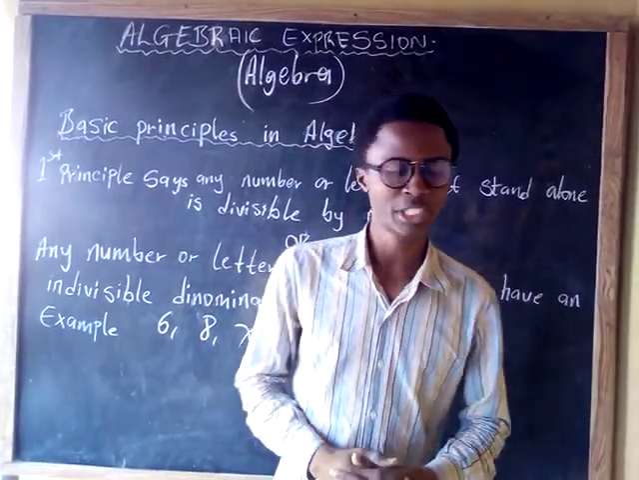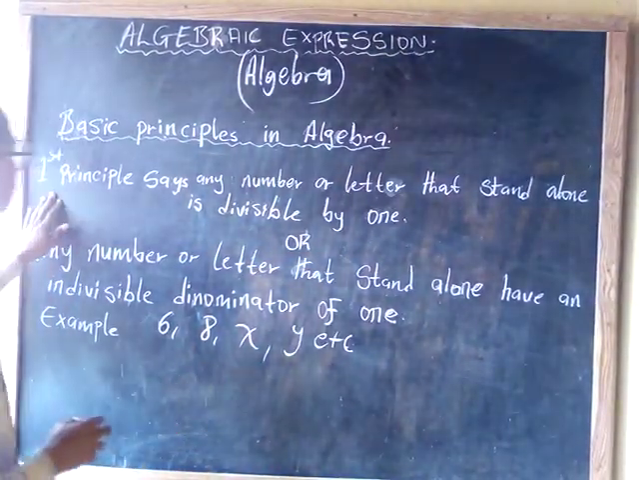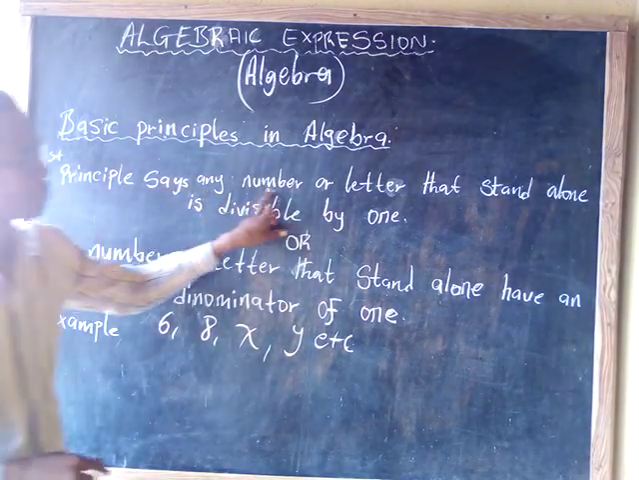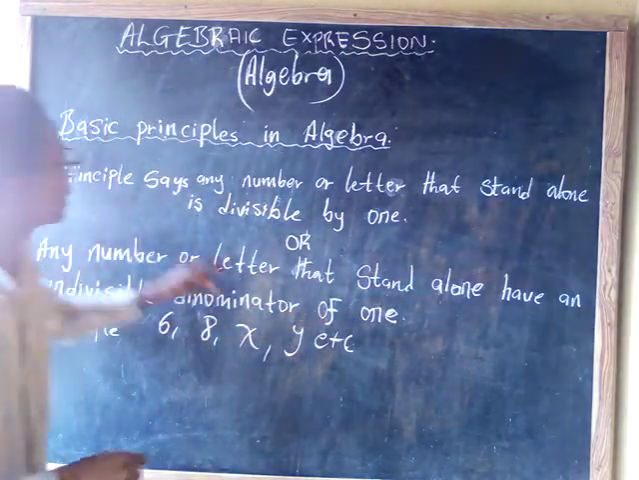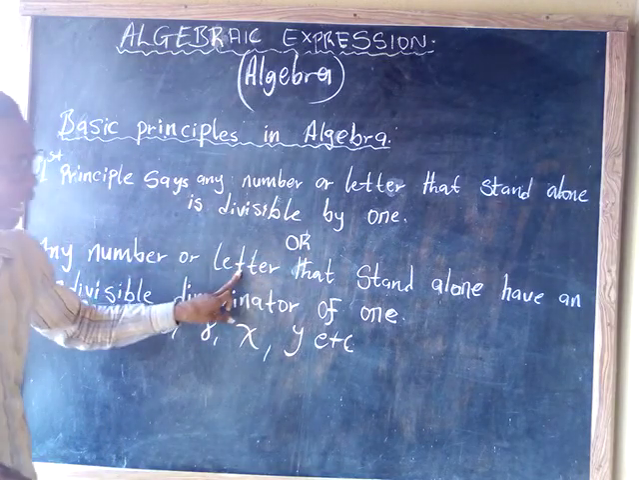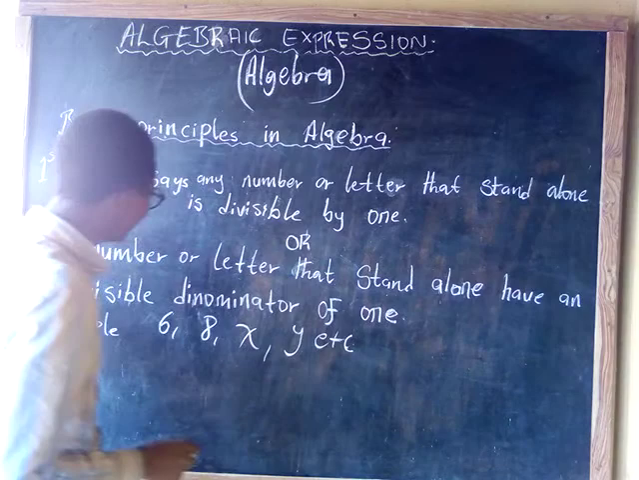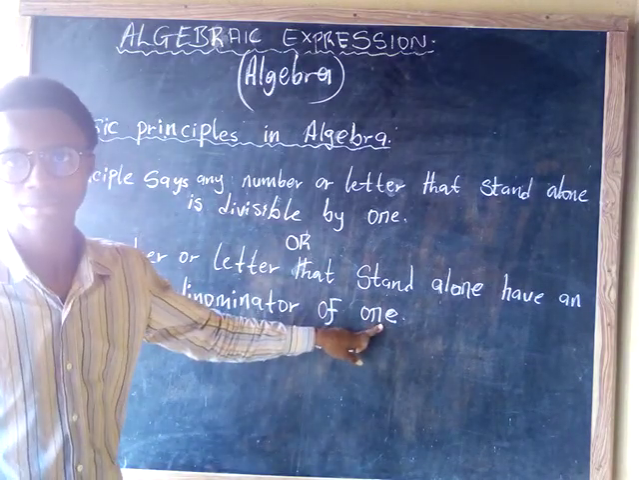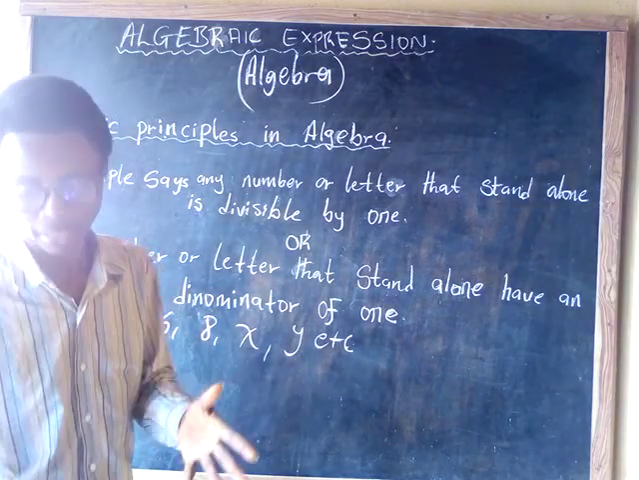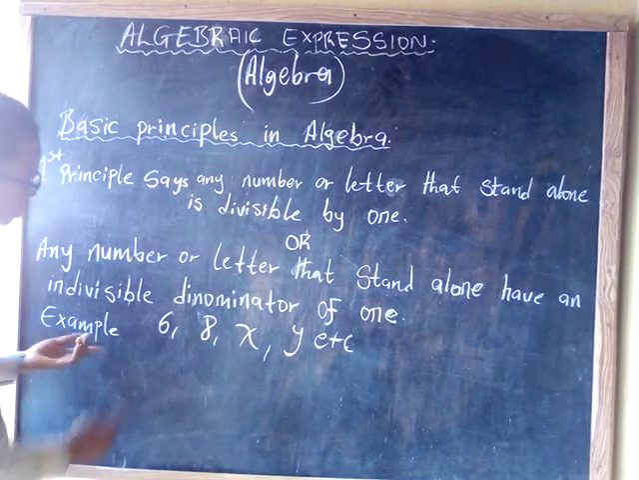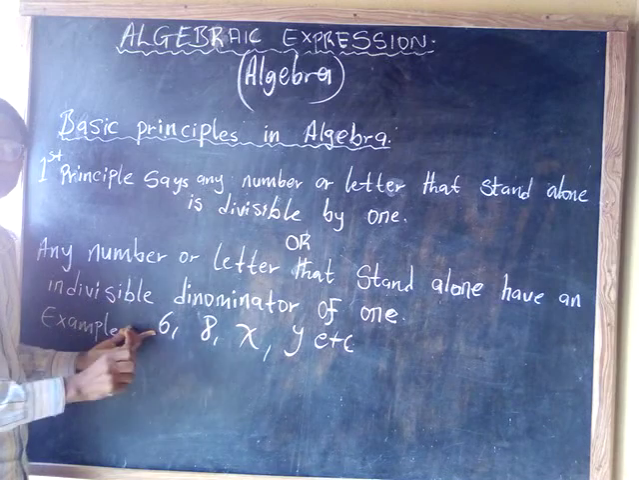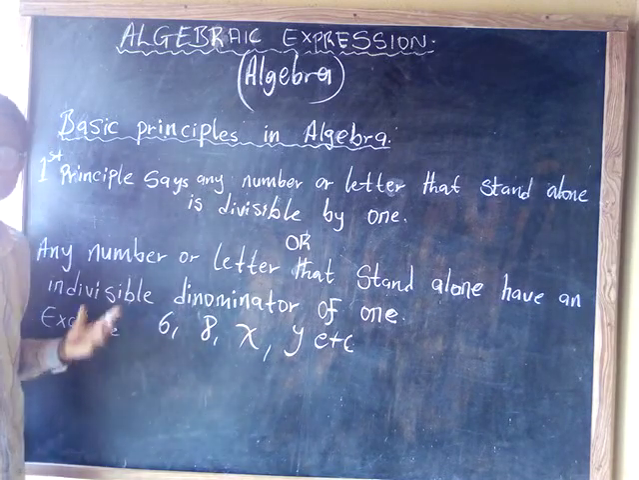The first basic principle in algebra says any number or letter that stands alone has an invisible denominator of 1. This is what the first principle in algebra says. Now, for example, this 6 is a number that stands alone, so it has an invisible denominator of 1.